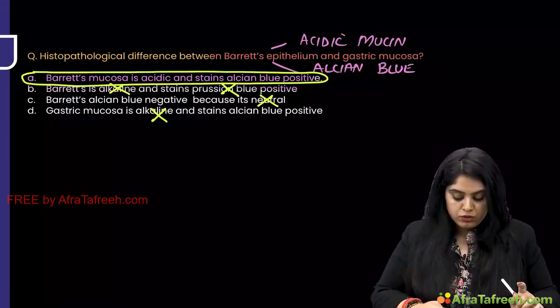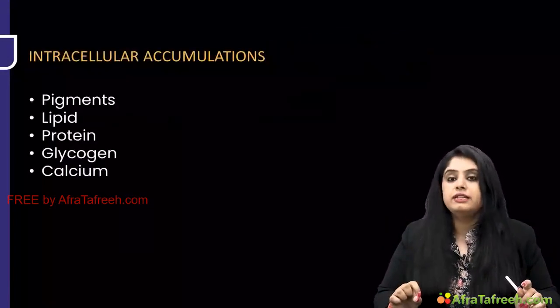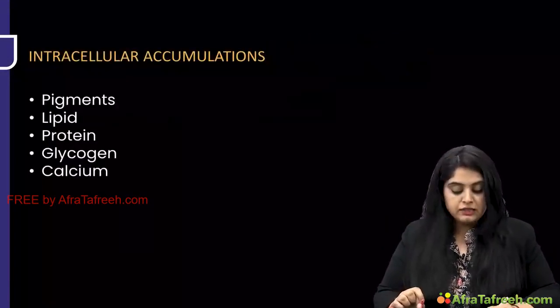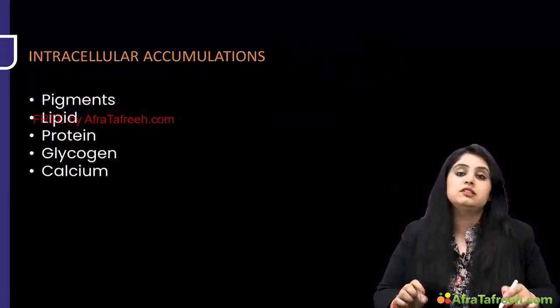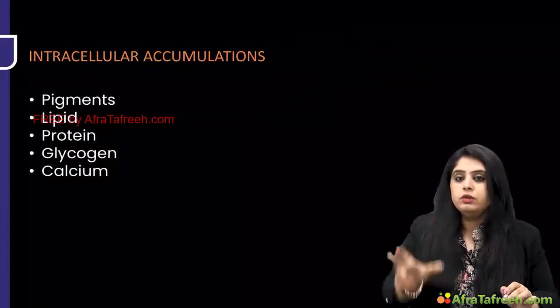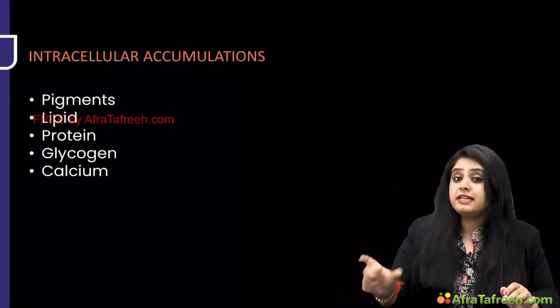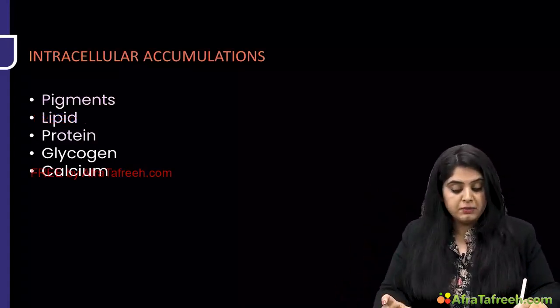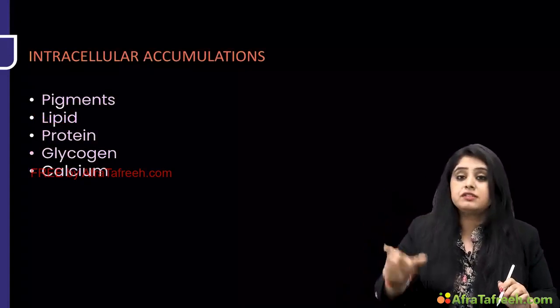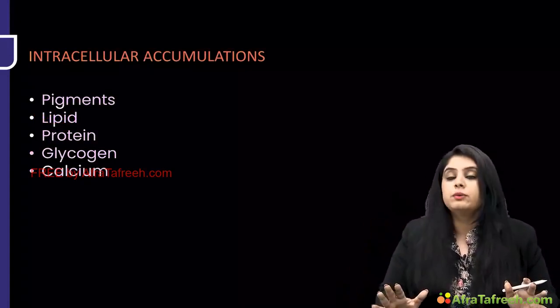What are we going to move on to next? The next topic that we have are all the intracellular accumulations. This topic we are going to wrap up in 15 minutes because there is going to be a table. We'll do the table, we'll do the relevant stains. It's got a lot of pigment, lipid, protein, glycogen, calcium, a lot of stains that you have to know, and we're going to quickly wrap it up.